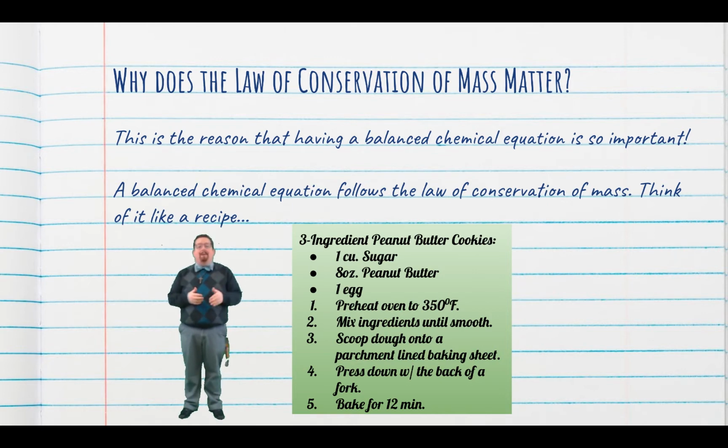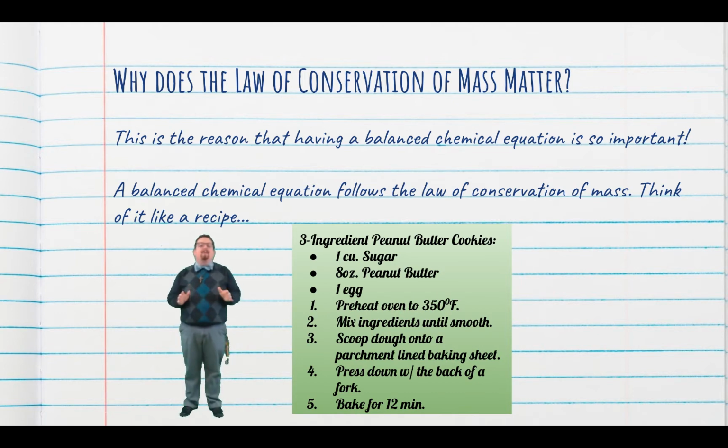Contrary to popular belief, an unbalanced chemical equation does not result in explosions. It simply results in inaccurate calculations and thoroughly unexciting reactions, or even no reactions at all. A balanced chemical equation follows the law of conservation of mass. If you think of balanced equations like recipes, it makes a little bit more sense.